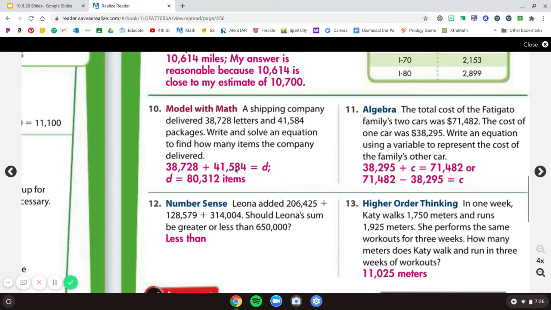All right, and then on the back side, we had number 10 first. I wanted you to write an equation. All I wanted you to do was say 38,728 plus 41,584 equals, and you could put your answer right after. You didn't need the D, okay? But it should equal 80,312. We really should have that word items after our answer because it's a word problem, so we need a word in our answer, okay?